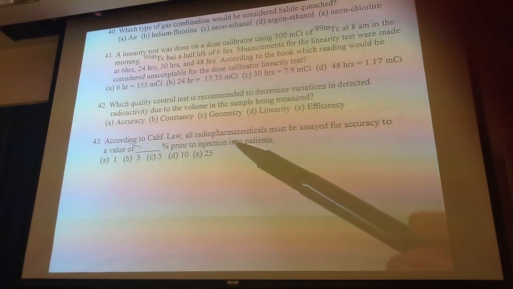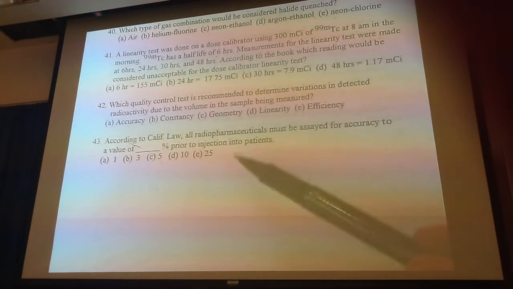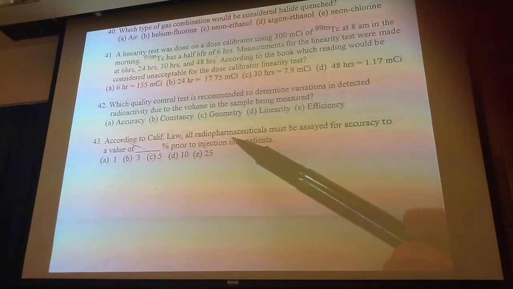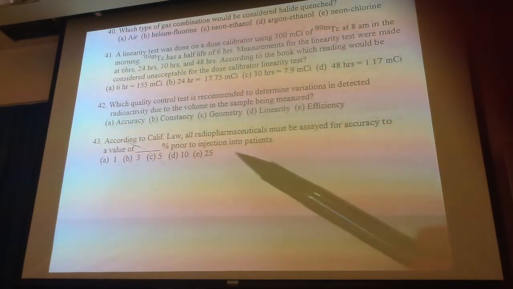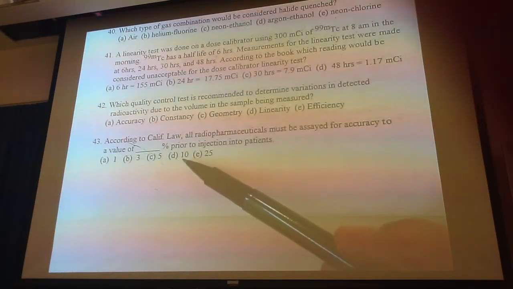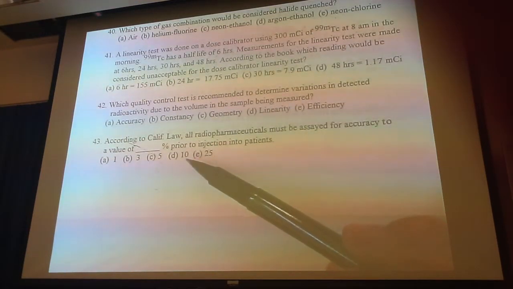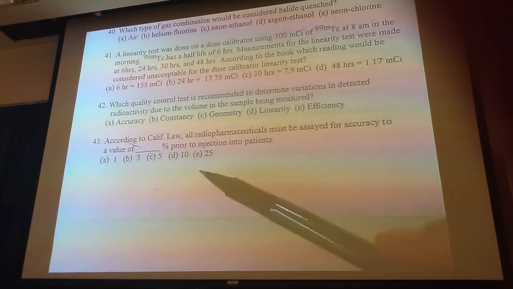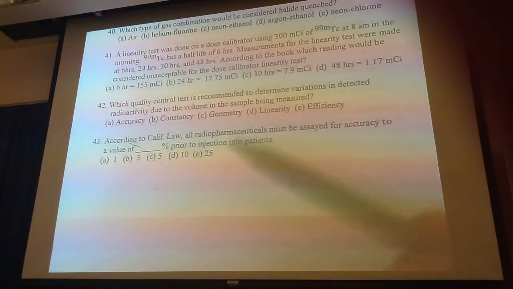Okay, this is different than your constancy check. Okay, your constancy check is plus or minus 5% because you're always counting the same radioactive source. But prior to injection in patients, you're allowed plus or minus 10%. Does that make sense? Yeah, if you guys work in Maryland or California, it's plus or minus 5% when you do the daily constancy check. Okay?